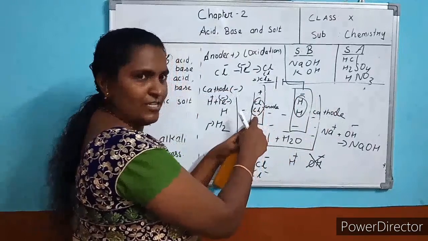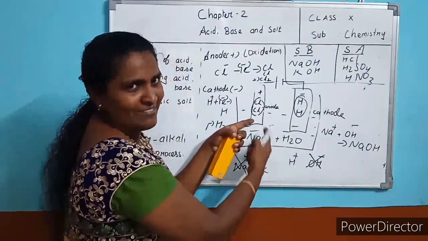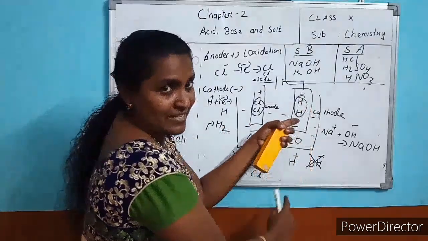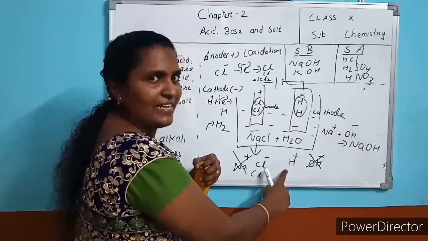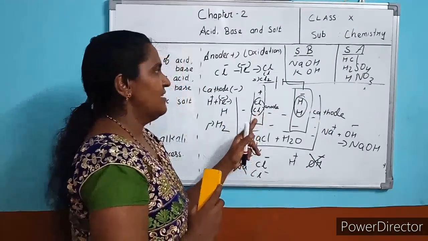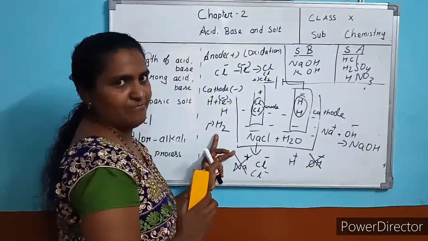So remember, anode is the plus rod. So which ion migrates? Negative charge, that is chlorine. And cathode is the minus rod. Which ion migrates? Plus ion, that is hydrogen. So the product at the anode is chlorine gas, at the cathode hydrogen gas.